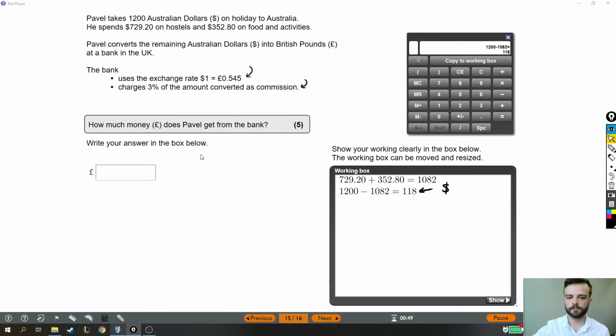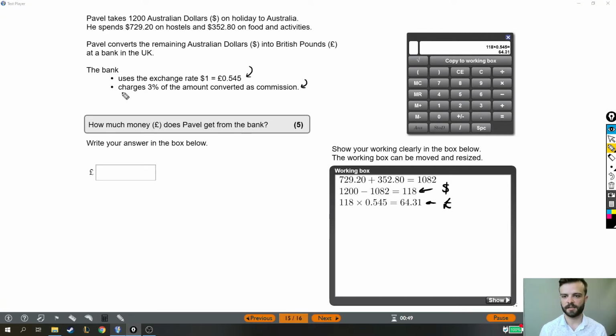So he's got his dollars, and our conversion rate says that every dollar is 0.545 pounds. So if I had $1, that's one lot of 0.545 pounds. If I had $2, that's 2 lots of it. I've got 118 lots of 0.545 pounds. So the answer to this is how much money in pounds his dollars are worth. So this is in pounds.